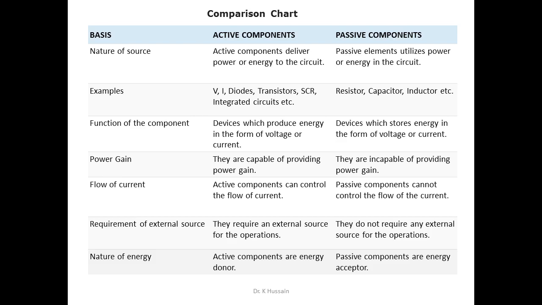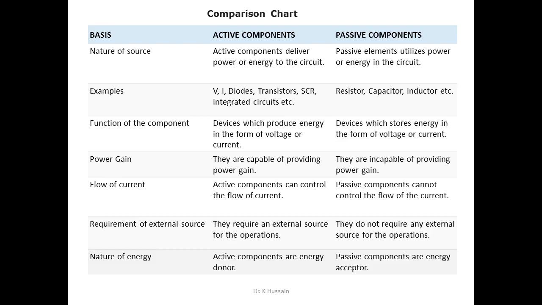Examples: voltage and current sources, diodes, transistors, SCR, integrated circuits, etc. These are the active elements. In electrical circuits, generally we are using voltage and current sources. In electronic and power electronic applications, we use devices like diodes, transistors, SCR (silicon controlled rectifier), integrated circuits, etc. These are used as the active elements in electronic applications.